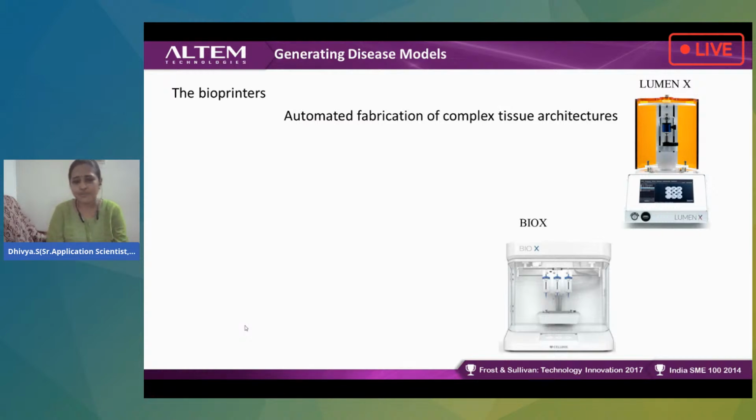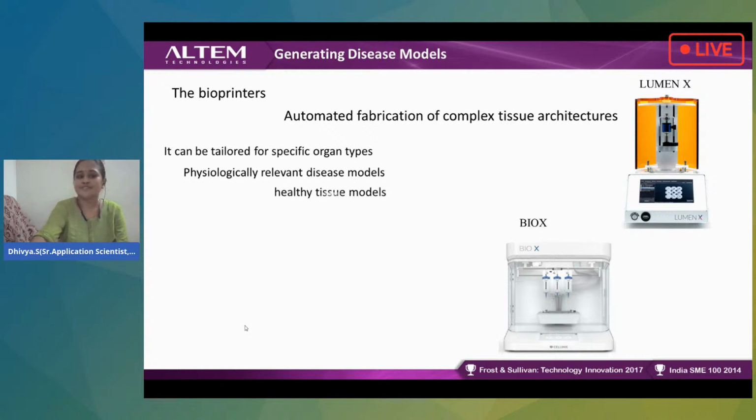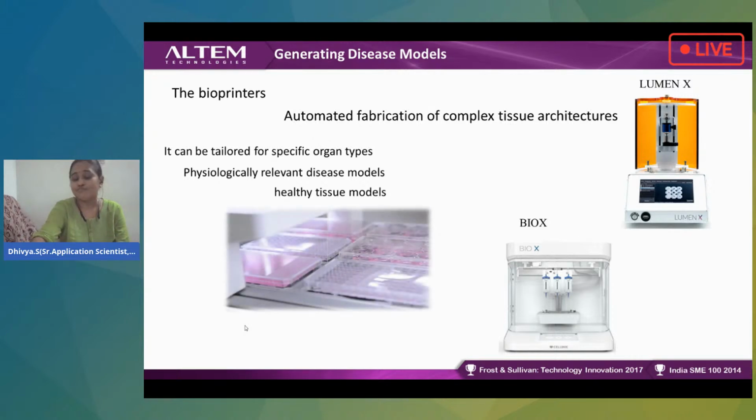So how will it help you generate the disease models? You can tailor for specific organ types, and more physiologically relevant disease models can be made. And even if you want to do it with a healthy tissue model, yes, we can do that. So you will see that when we do any kind of 96-well, 384-well, or 1,536-well plate assay, we try to generate disease models and test how efficient the drugs are.